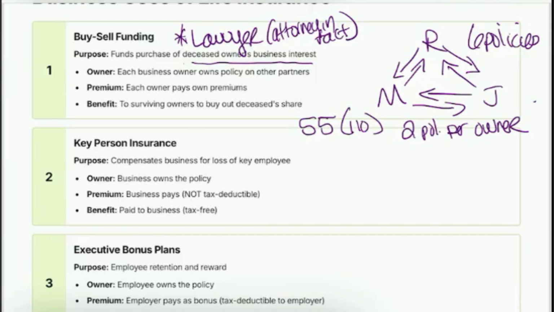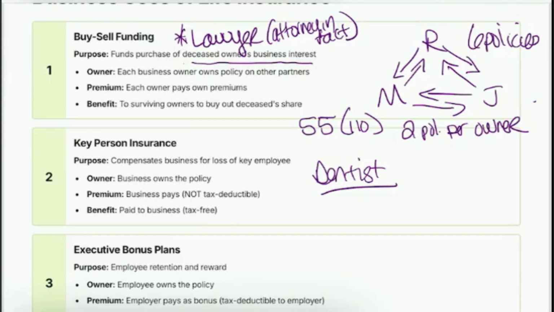Okay, so it's to purchase the deceased's business interest so that they can pay it to the survivors of the deceased business owner and buy out their portion of the business. Key person insurance is similar, except it's not business partners. It could be just that one main key employee, like a dentist. Okay, so let's say there's this dentist office, only that dentist has that specialty. He's been doing it for this amount of years.